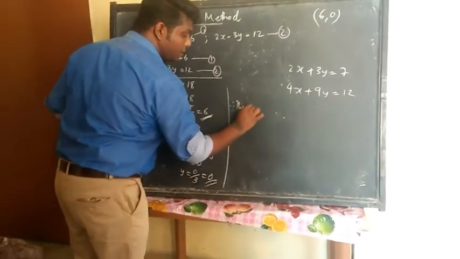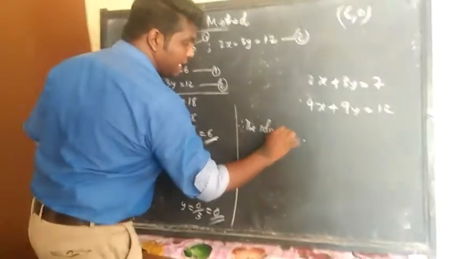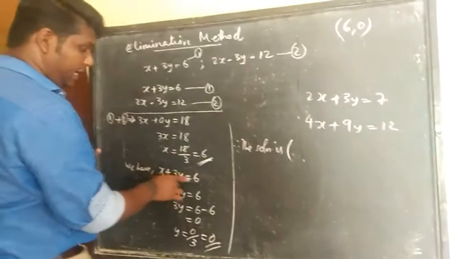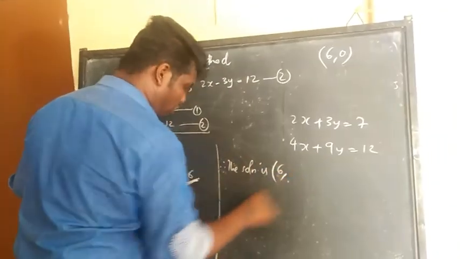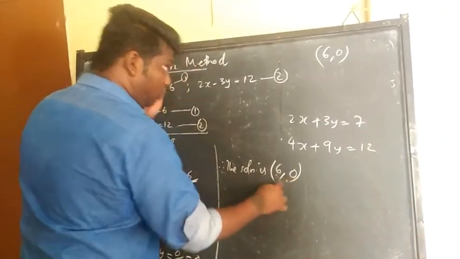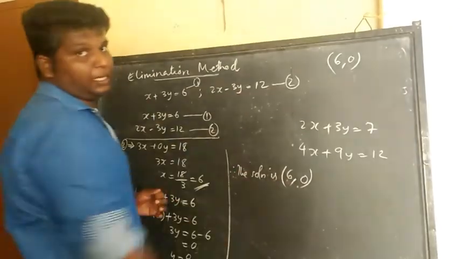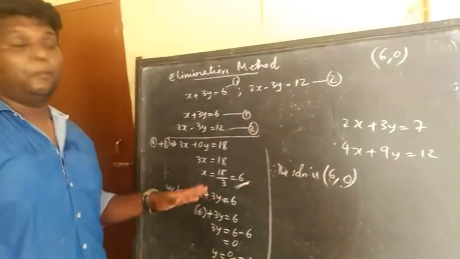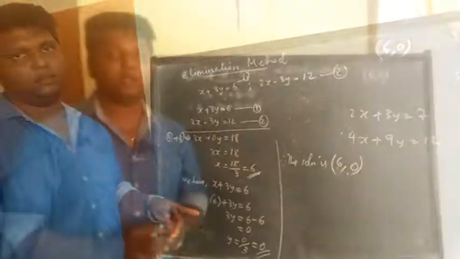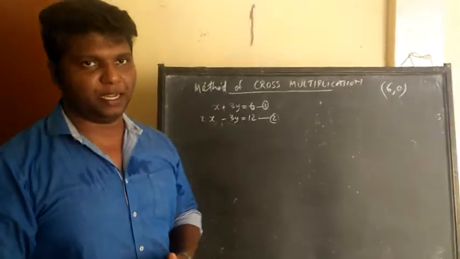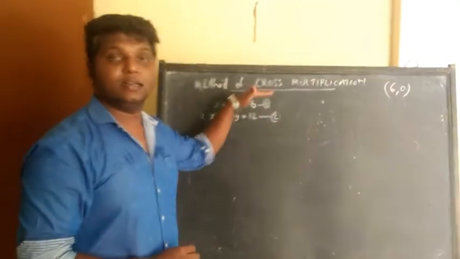And beneath that one you can write therefore the solution is, पहले x वैल्यू लिखिए 6 है, कॉमा फिर बाद में y वैल्यू 0. देखा है? Same answer. So this is the method of elimination. That is the method of cross multiplication.